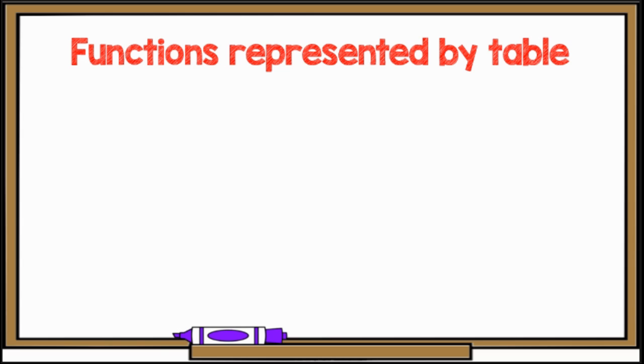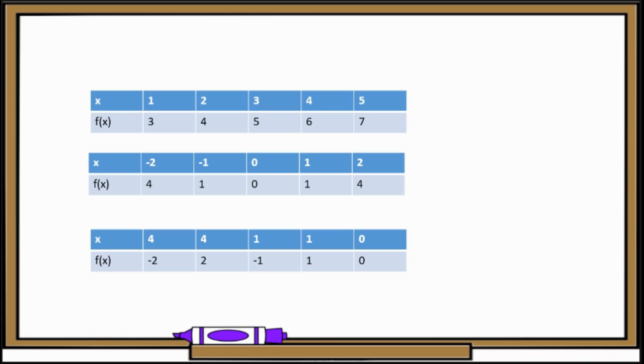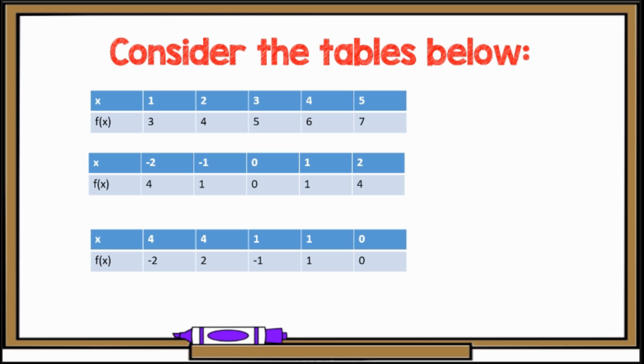We discussed before that a function is a rule of correspondence. Sometimes it is represented by tables. A function may be represented using a table given that no two values in the set of input x are mapped to the same element in the set of outputs. Now let's consider the following tables below. By definition of a function, each element in the domain should correspond to just one value in the range. Let's start with number 1.